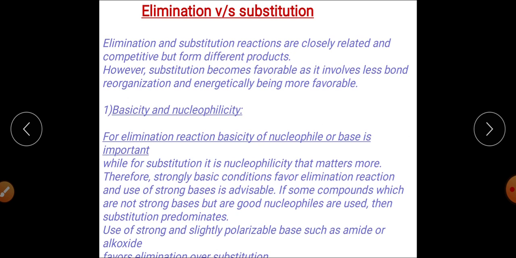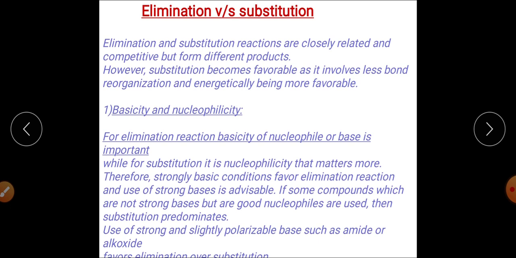Means whether the elimination reaction will happen or the substitution will happen, because they are closely related with one another. And that's why we should have very close monitoring of these parameters. So the first parameter that will govern the elimination versus substitution is basicity and nucleophilicity. For the elimination reaction, the basicity of any nucleophile, the base strength, is a very important parameter.